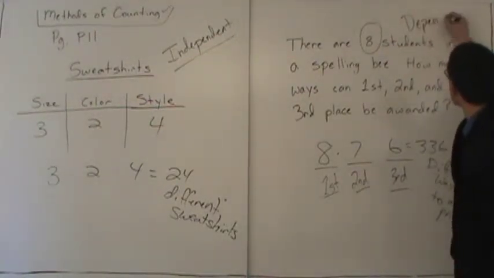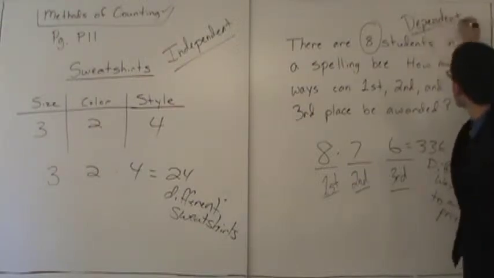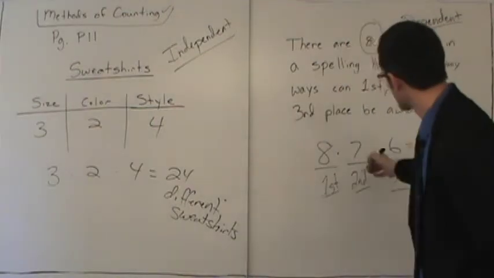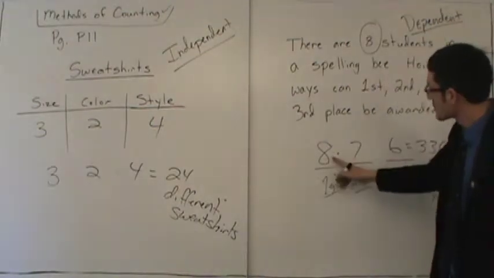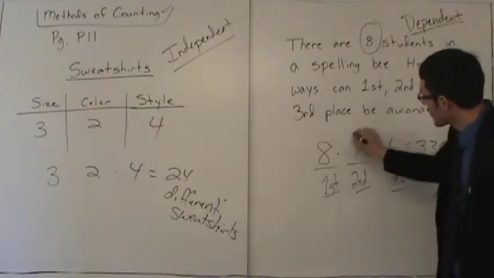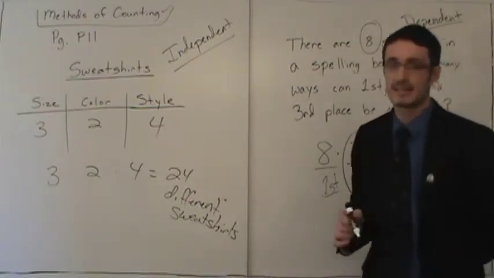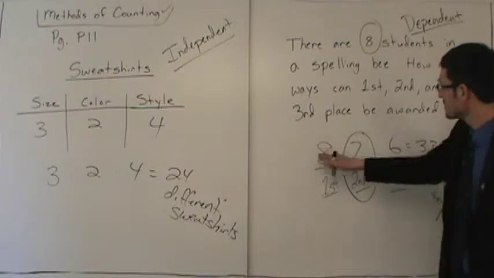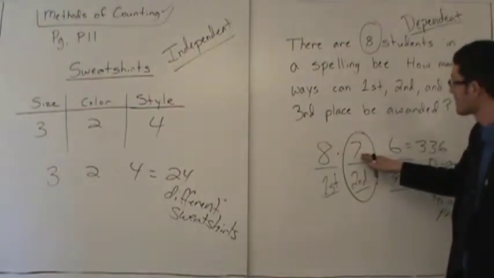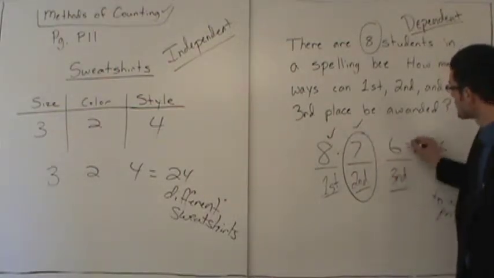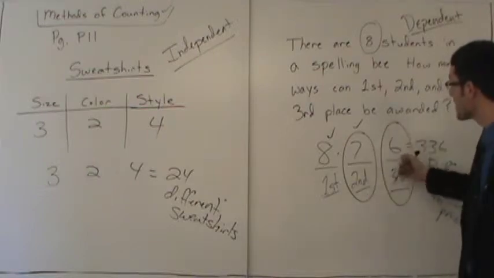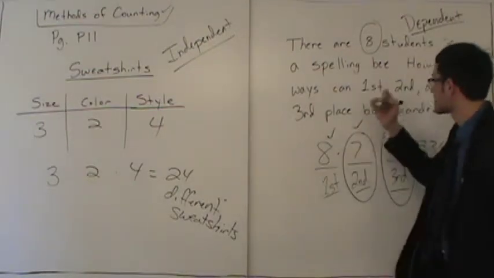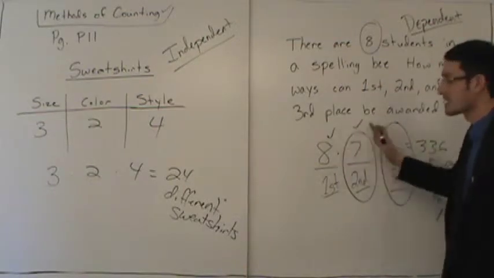Okay, well, if we start with the dependent, you'll understand the independent. Dependent means depends on. So if we look here, after we chose first place, we look to second place. Did our choices for second place depend on who was chosen for first? Yes. After we choose first and second place, 2 students are out. Did our choice for third depend on who was chosen for first and second? Yes, because we are eliminating possibilities as we go.